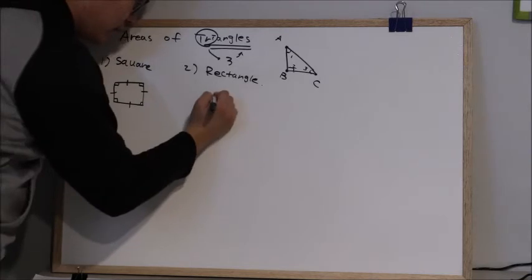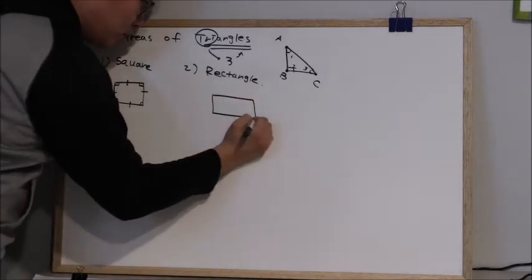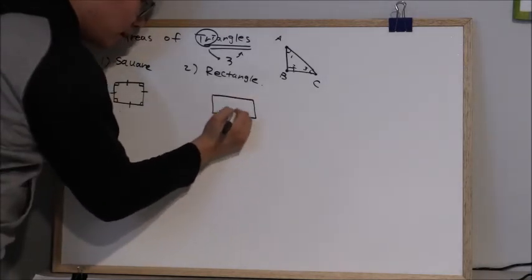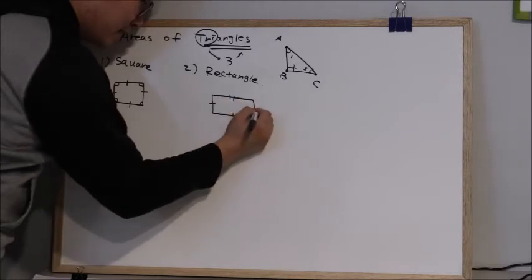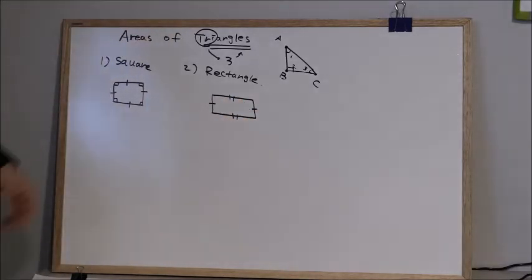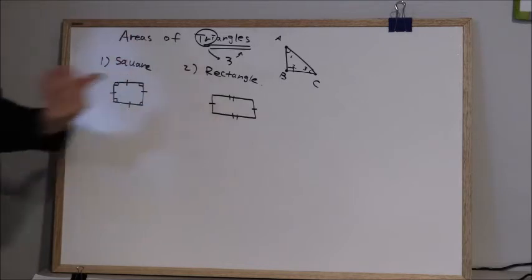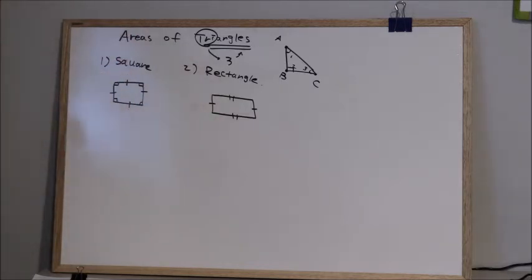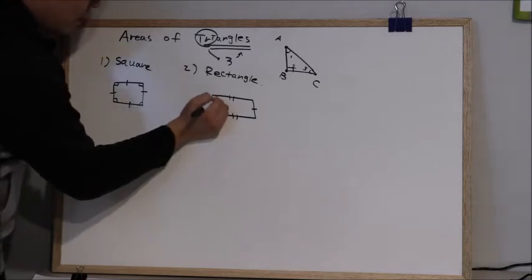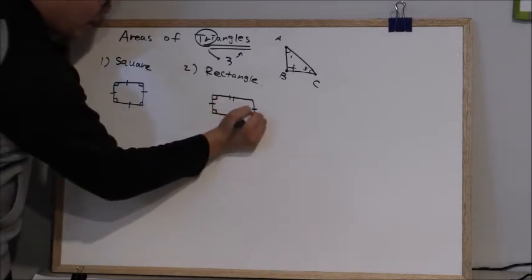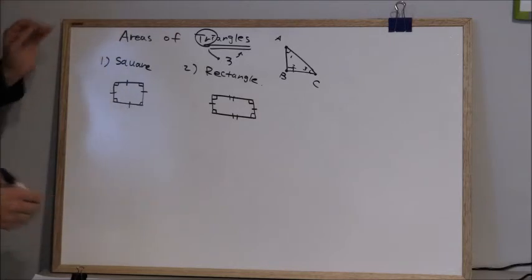A rectangle, on the other hand, has two pairs of identical sides. So you may see that I have left and right identical to each other, and up and down identical to each other. The angles are the same as the square: 90, 90, 90, and 90.